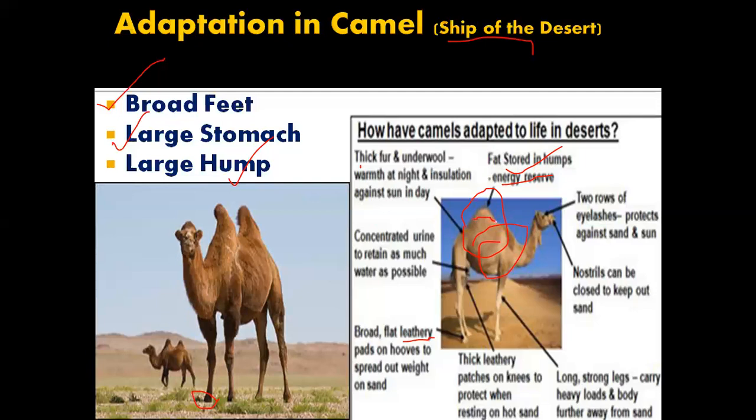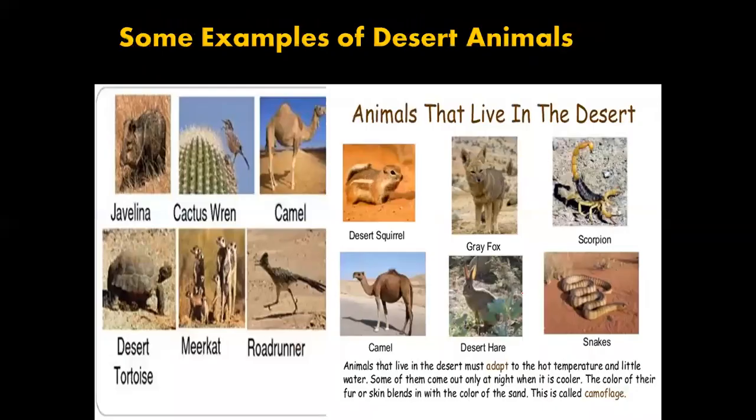It also has long eyelashes to protect from the sand as well as from the sunlight. And it also has thick fur. This is not only for the camel, but all the animals present in the desert have thick skin and thick fur, which protects them from water loss and from the heat of the sun. They also have a skin color or complexion which can be camouflaged with the surface to avoid predators. That is called camouflage, or changing of the skin color.